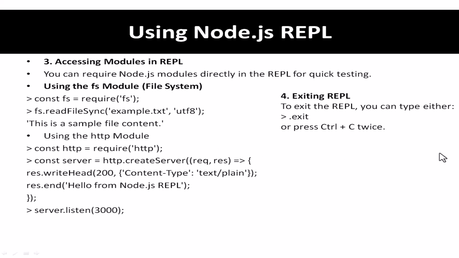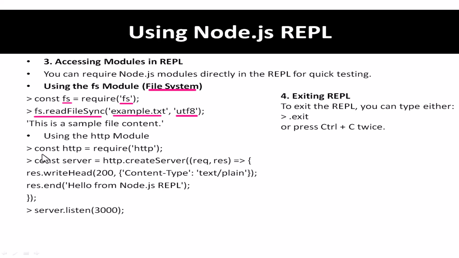Here the module we are using is the file system. If you want to work with the file system, you have to use the module fs. const fs equal to require fs. Whichever file system functions are required, you can use. Here you are using the file system readFileSync. Now the name of the file is example.txt and the encoding is UTF-8. Basically, we use the UTF-8 encoding format whenever you are going to connect with these modules.